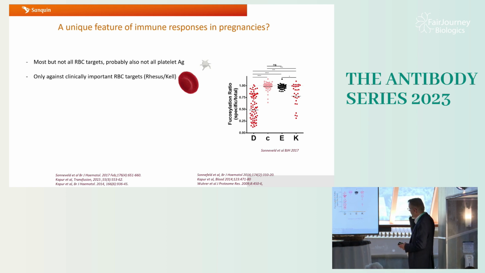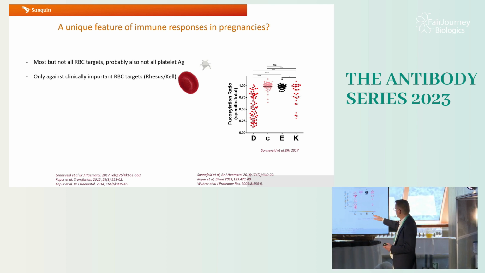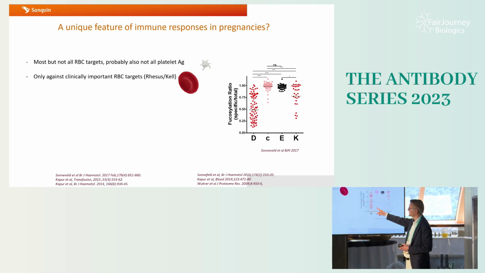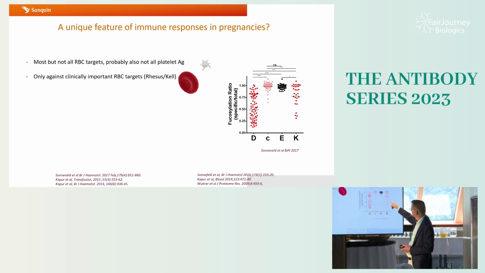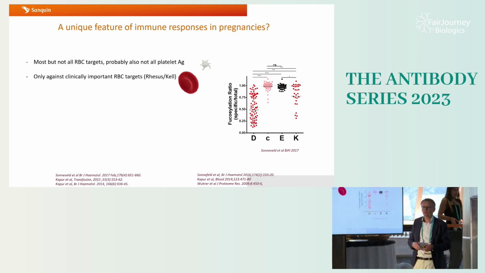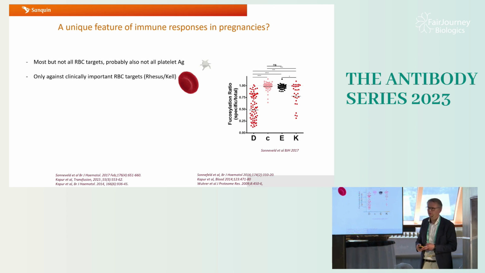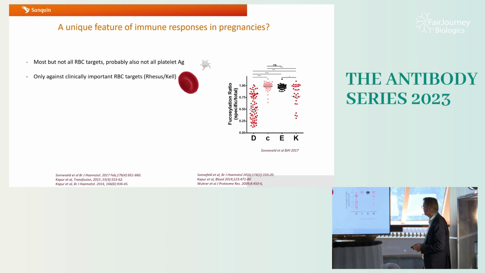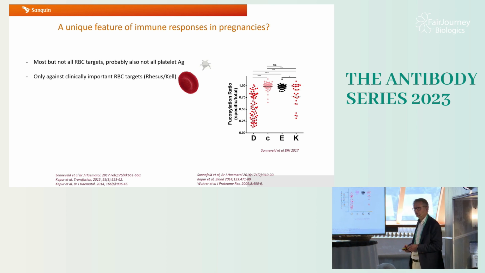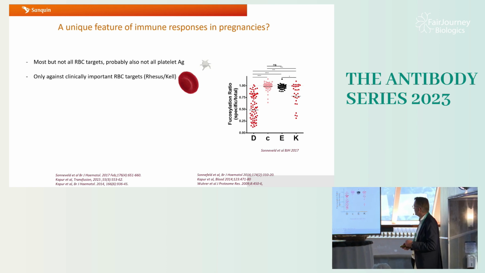We know that not all rhesus antigens, also red blood cell antigens, are capable of doing this. The D antigen is really good at it, very clinically relevant. The K antigen is also very clinically relevant, also doing this sometimes, but not the C and the E, and these are considered not clinically relevant antigens in transfusion medicine. So for some reason, some antigens do this and some others don't, and we don't really know why.